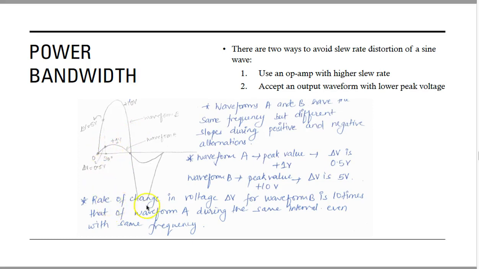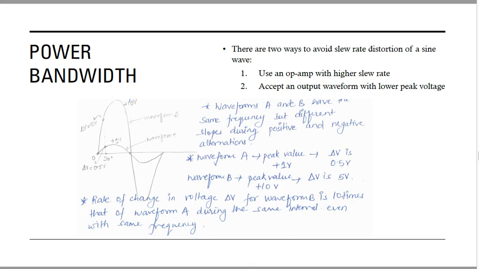So here we see the rate of change in voltage, delta V, for waveform B is 10 times that of waveform A, and we can easily see that because waveform A is 1 volt, and waveform B is 10 times waveform A, during the same interval, even with the same frequency.